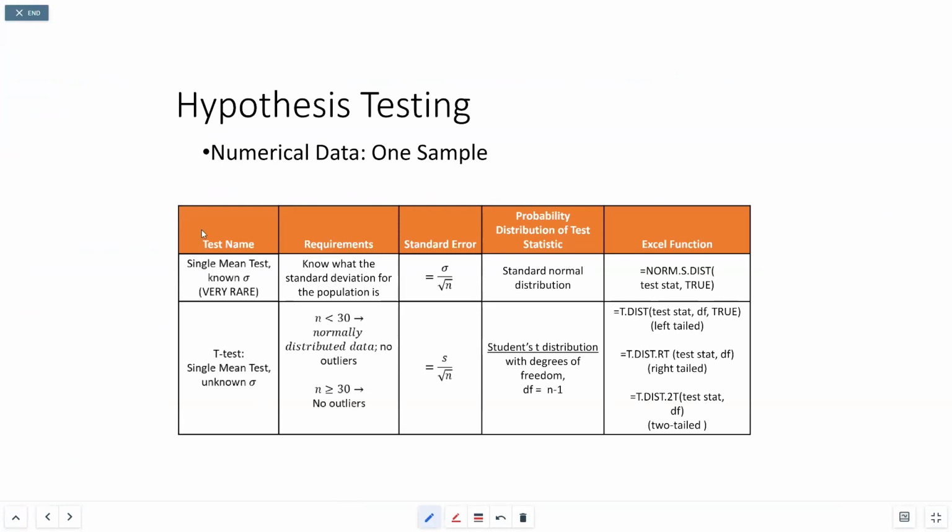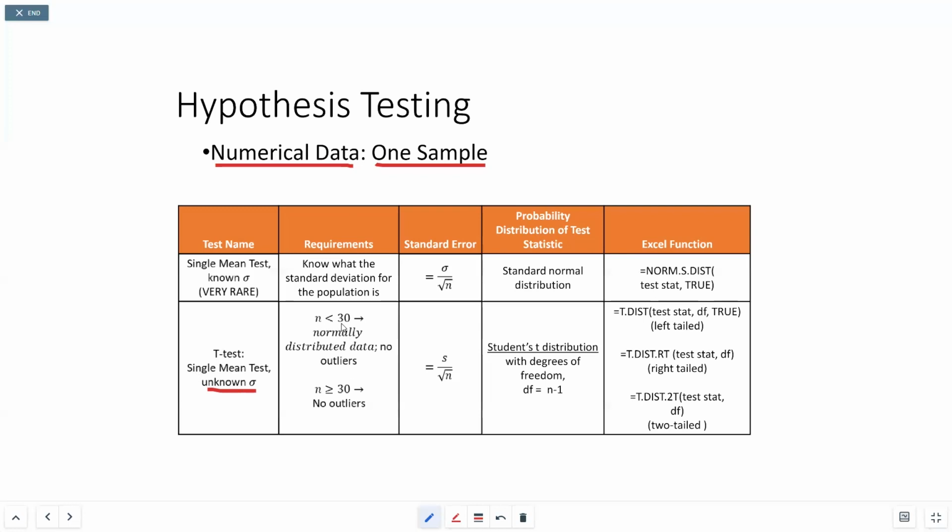All right. So far we have covered for numerical data, not categorical, numerical, and one sample. We have two tests. We have the single mean test when we know the population standard deviation sigma. We know how to calculate that standard error. We know the distribution that applies and the Excel function to use. In the case where we have a t-test where we have an unknown sigma, this is much more the situation we're going to be in.